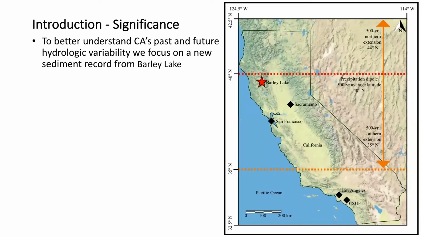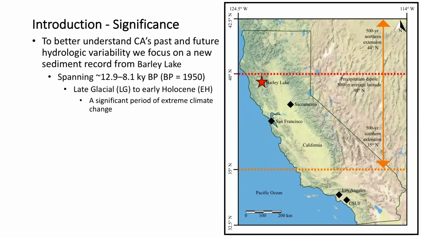To better understand California's past and future hydrologic variability, we focus on a new sediment record from Barley Lake, California, that spans 12,000 to 8,000 cal years before present. This period is also known as the Late Glacial to Holocene transition, which is a significant point in global environmental change as climate, hydroclimate, and vegetation experience significant changes.